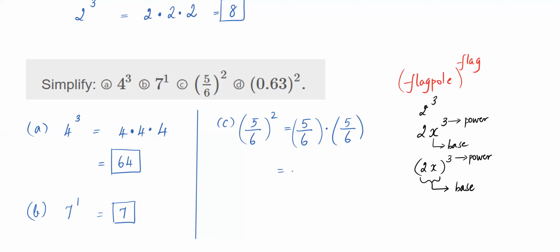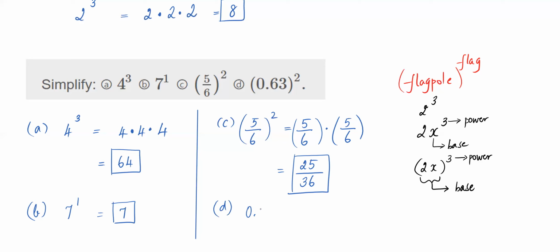Now it's a question of multiplying 2 fractions. We know that we multiply 2 fractions by multiplying them across. So 5 times 5, 25, over 6 times 6, 36. We always try to reduce it, but in this case it's not reducible, so we box our answer with that expression.